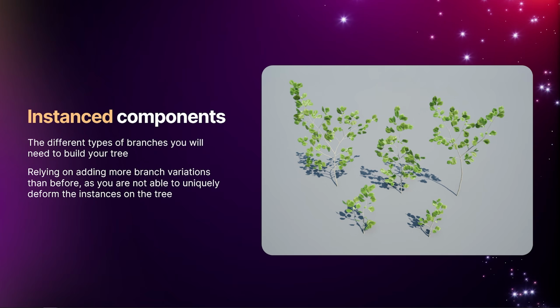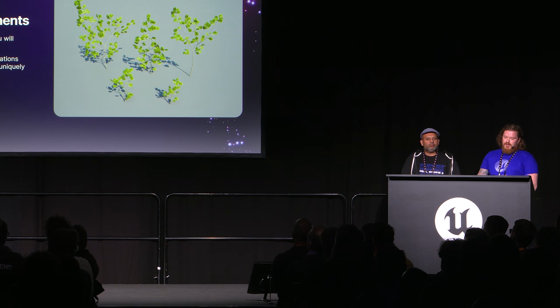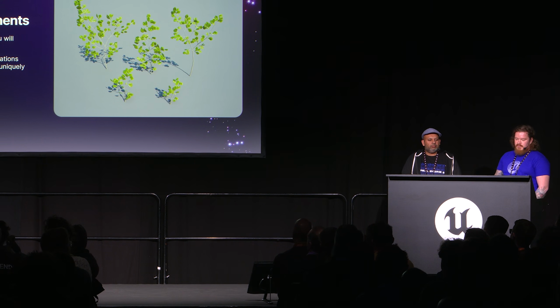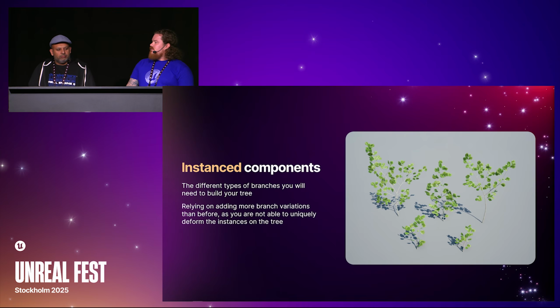Since we're dealing with instances here, you may need to build a lot more variation of branches using this approach than previously, as you may want to have certain branches in different parts of your tree. As you're not able to store unique deformations, since you can only store transforms on these instances, you may want to have a bit more to work with to get all the shapes you want. So for example, you may want to have flatter branches at the bottom of your tree, and more clustered, almost bouquet-shaped clusters as you move up the tree. So you have to pre-build these variations and then scatter them out.